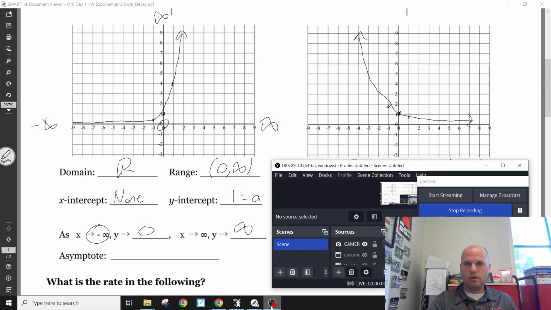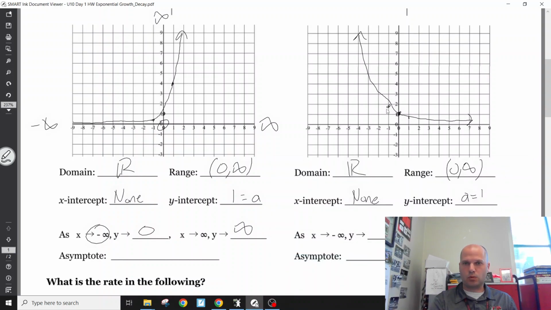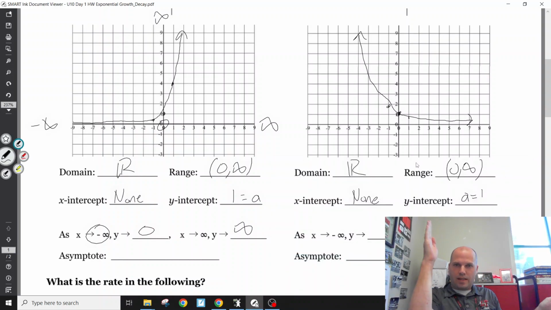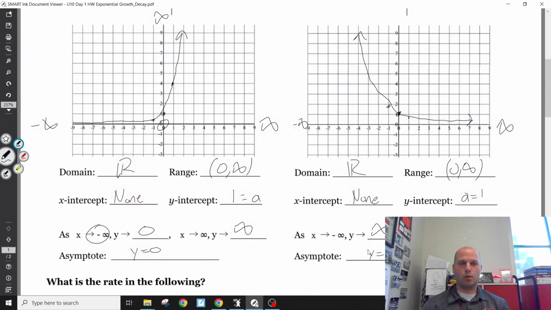For this one, we got arms like that, which means as I go to the left, I'm going up. As I go to the right, I'm going to 0. We are not getting to 0, we're approaching 0. So y equals 0, we call an asymptote.